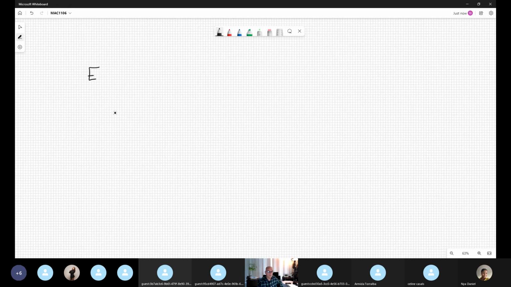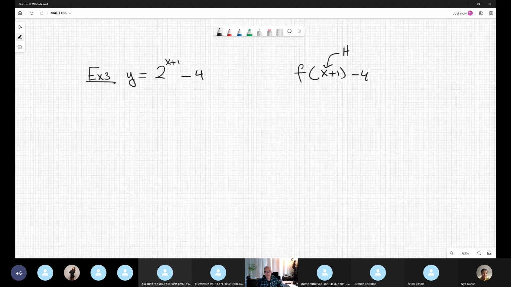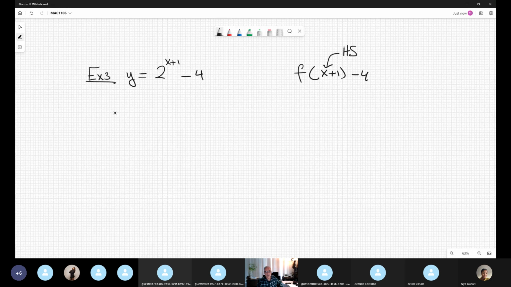Example 3 is y equals 2, the base, to the x plus 1, minus 4. You represent this in function notation. The thing we are doing is x plus 1 inside the parenthesis, the argument, minus 4. This is obvious, it's a horizontal shift. In what direction? 1 unit to the left, because it's positive. And 4 is a vertical shift, 4 units down. Okay, but this is not important now.